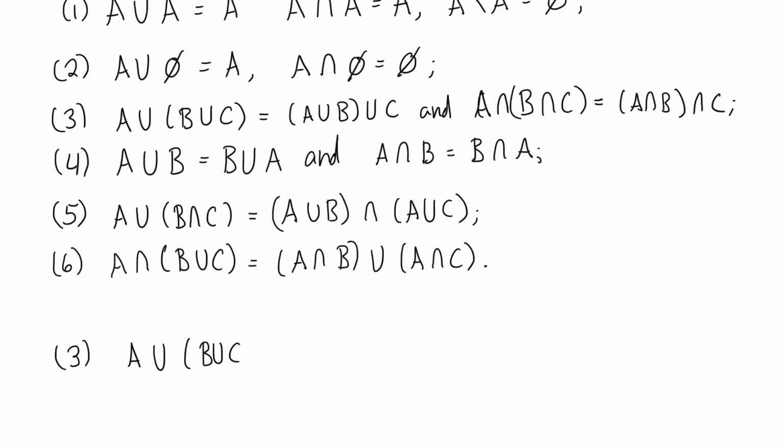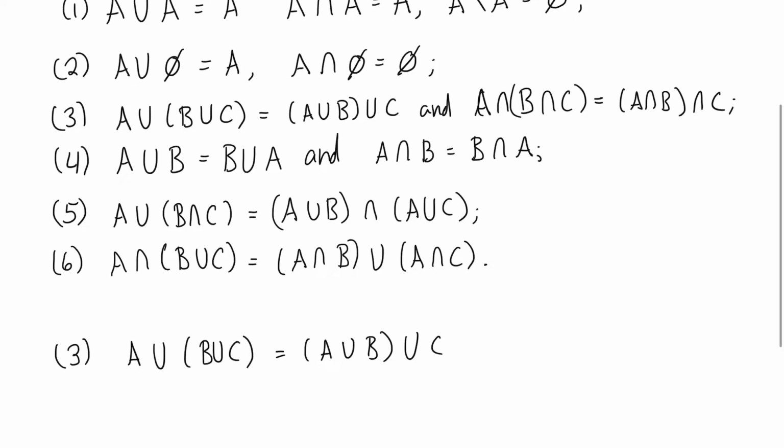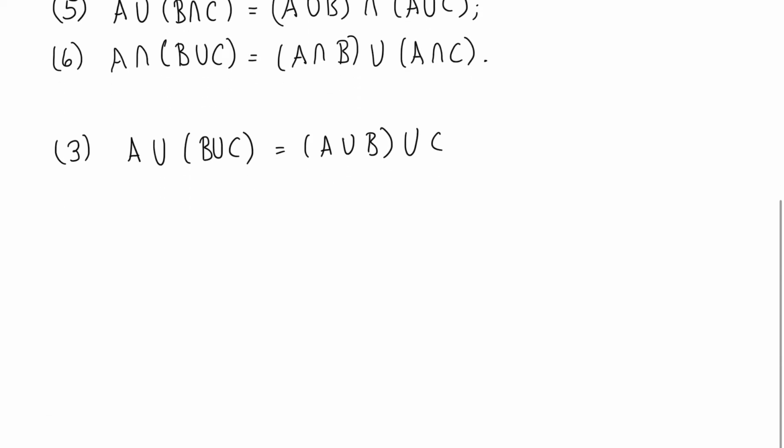Number 3, A union (B union C) equals (A union B) union C. With something like this, I'm just going to explain this for the union. There's this property for the intersection as well, but the same concepts of how I explain number 3 for union will apply to number 3 for the intersection. If we look at the union case, this is simply saying it doesn't matter if we evaluate B union C first and then union it with A, or if we evaluate A union B first and then union it with C.